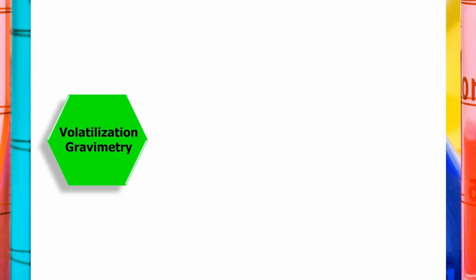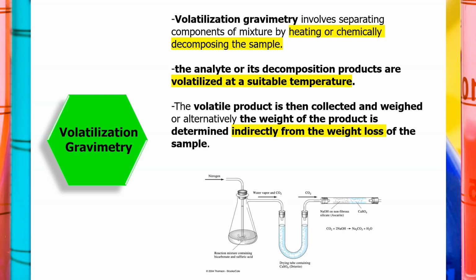The second gravimetric analysis is volatilization gravimetry. Volatilization gravimetry is different from the precipitation gravimetry because this analysis involves separating components of a mixture by heating or chemically decomposing the sample. The analyte or its decomposition products are volatilized at a suitable temperature. The volatile product is then collected and weighed, or alternatively, the weight of the product is determined indirectly from the weight loss of the sample.